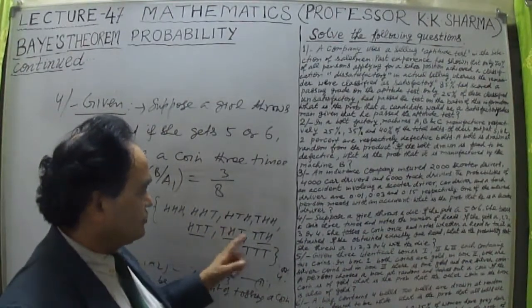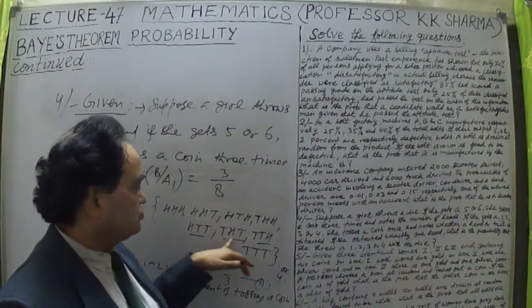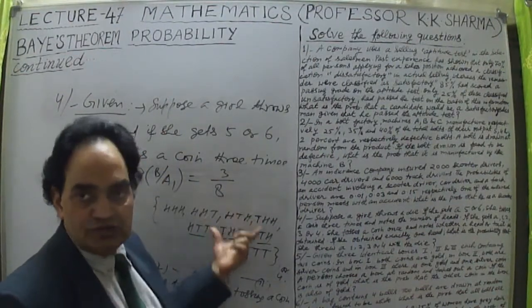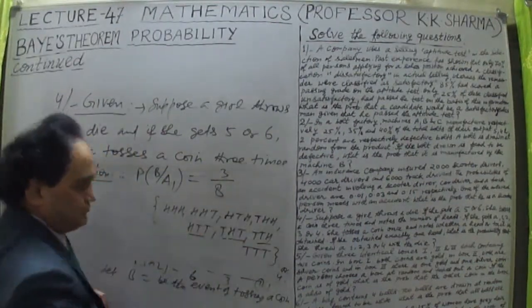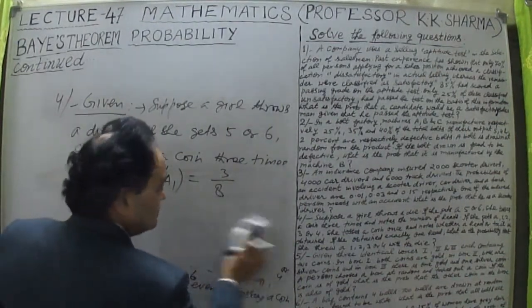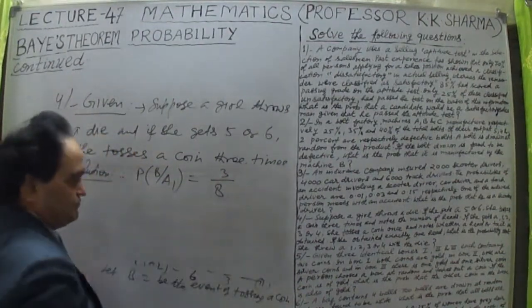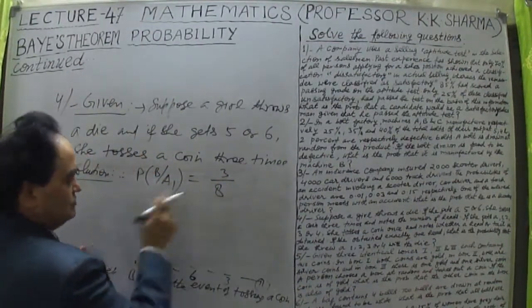Out of that, how many outcomes are having one head only? One head selection is 1, 2, 3. So 3 events out of 8. So this is 3 upon 8. So 3 upon 8 is the probability of getting one head in 3 tossings. One head is 3 upon 8. So this is the probability.